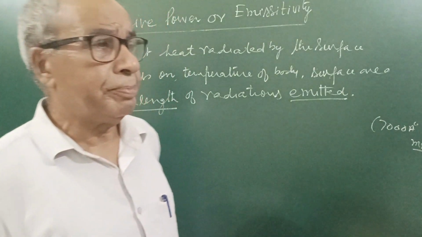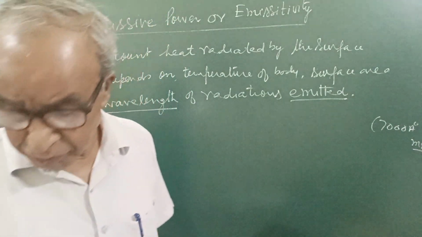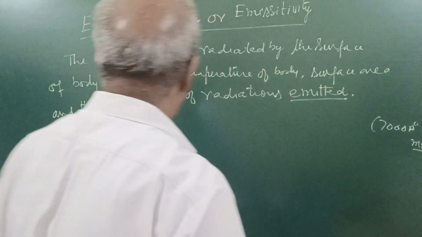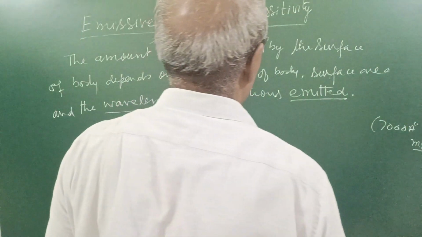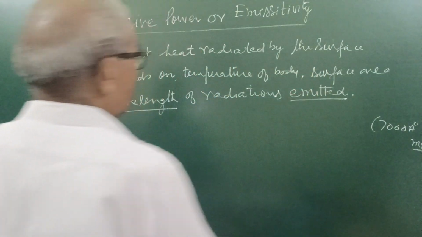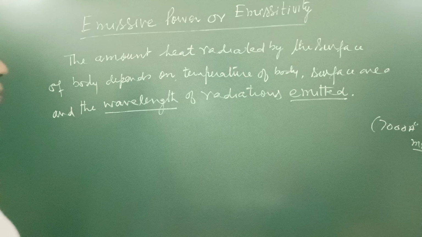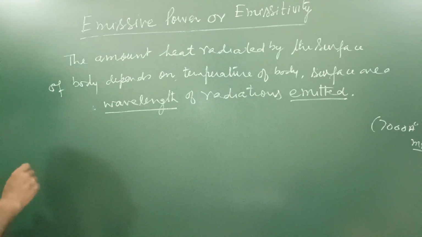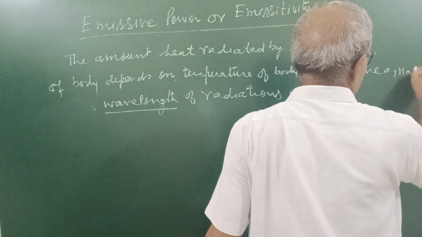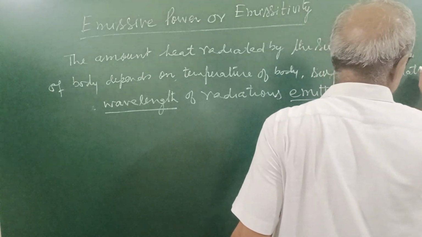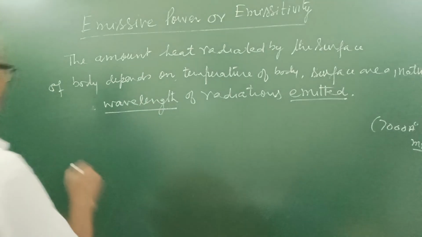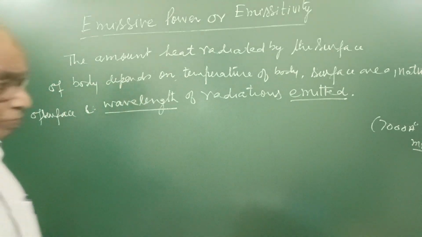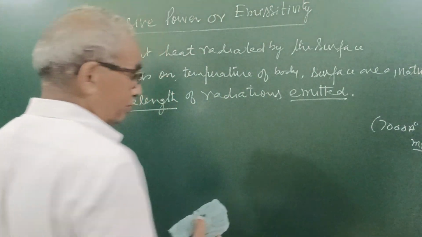Whatsoever hot body is there keeps on emitting heat, and the amount of heat radiated depends upon temperature, surface area, nature of surface, and wavelength of radiation.